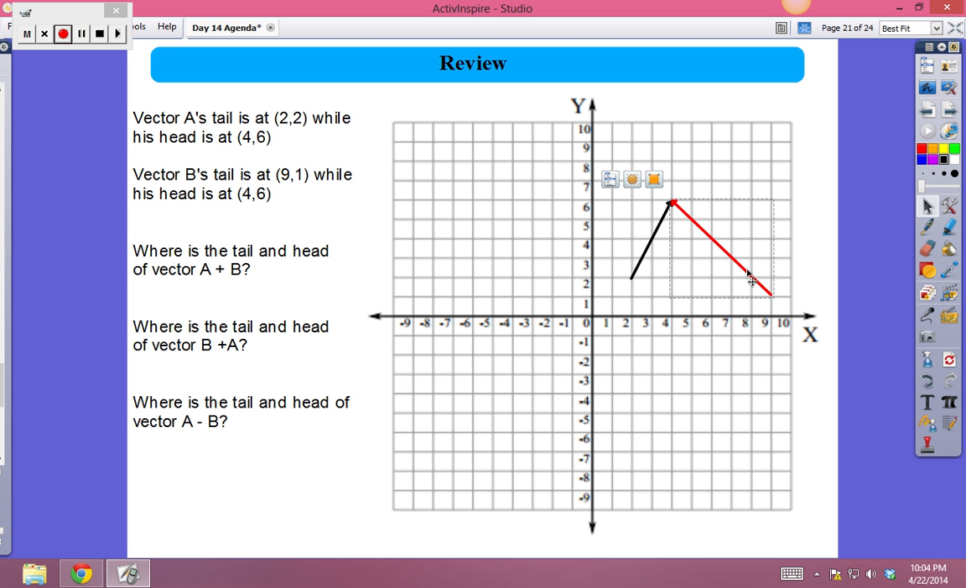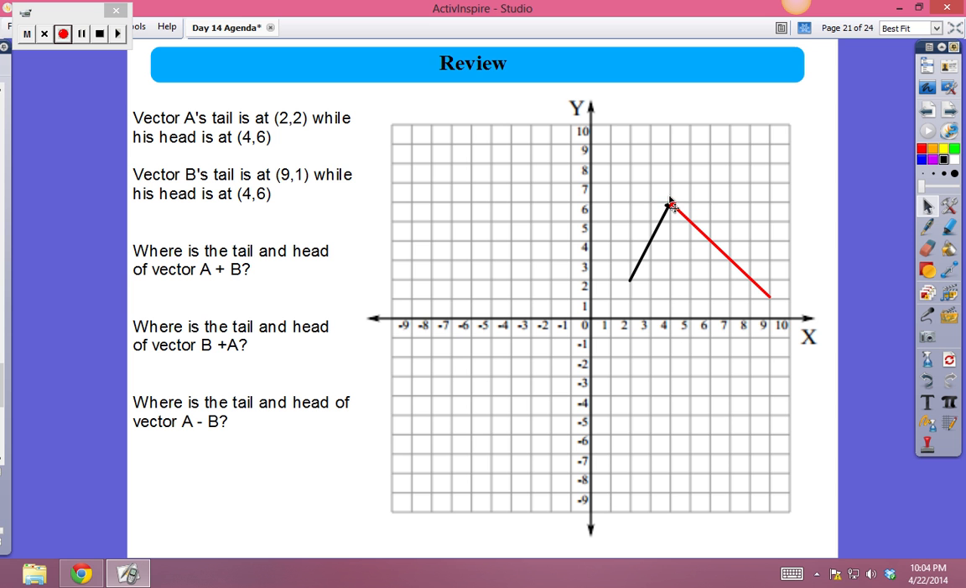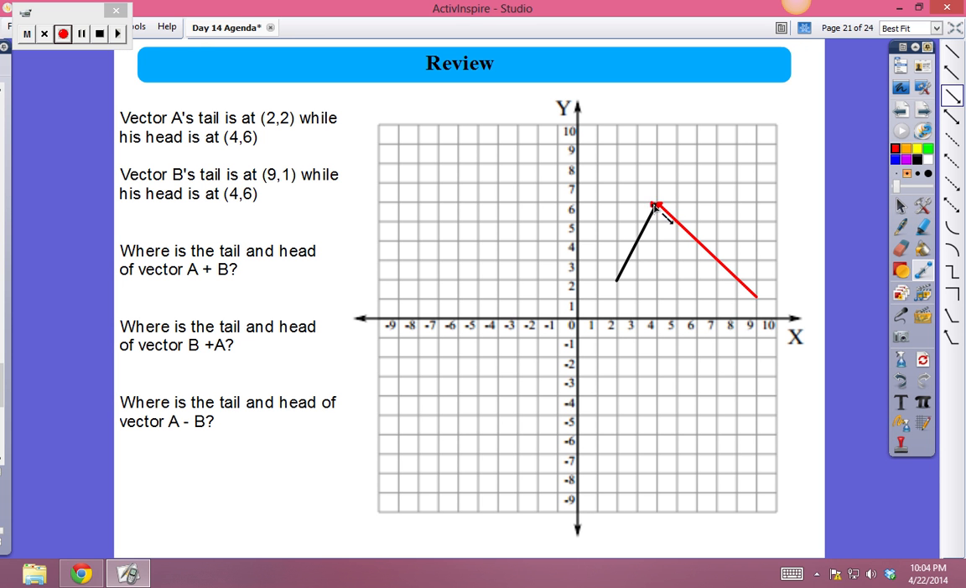I'm going to pick it up. You have to put the tail of it on the head of vector A. So I'm going to put the tail right here, and then I've got to keep it going the exact same direction and the exact same length. You can't change the direction or the length. All I do is pick it up and put its tail on vector A's head.